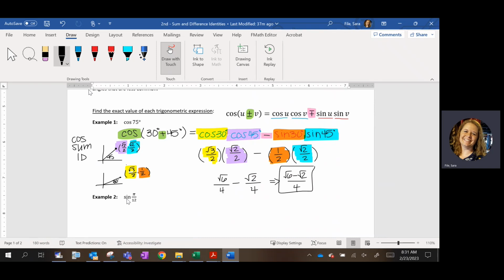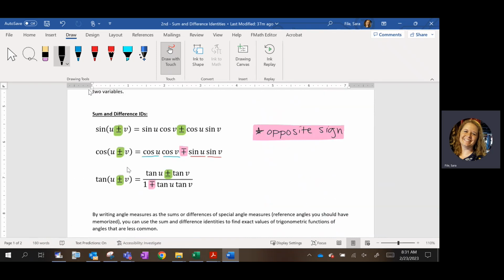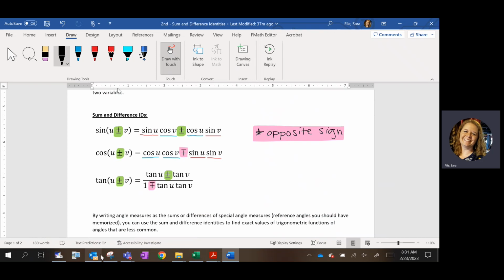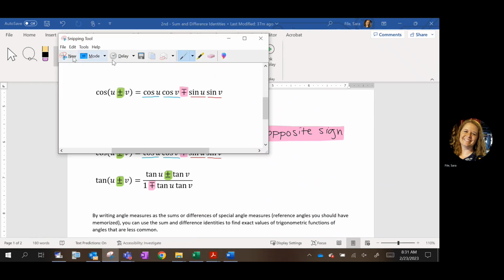Okay, now this next one is sine. So I'm going to go ahead and copy down that image so we can use it.